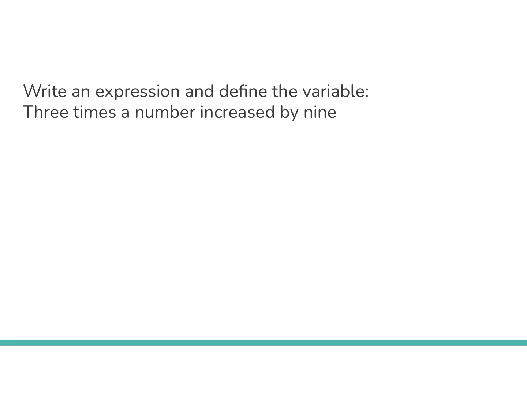So the first thing you need to see is you need to define your variable. In this case, it says 3 times a number. So we don't know what the number is. So we're going to put n equals a number.